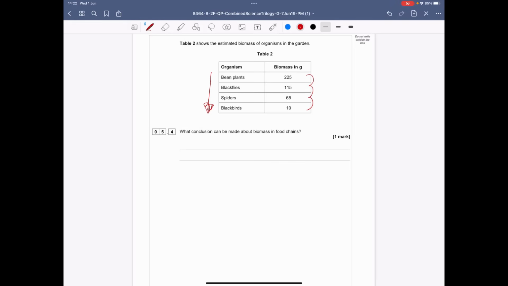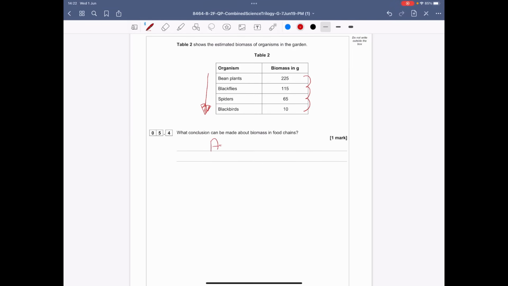Okay, so we could say, quite simply, as you go down, it's only a 1 mark question, so don't overthink it. As you go down or go up a food chain, the biomass decreases. And that would be enough to get you the 1 mark.